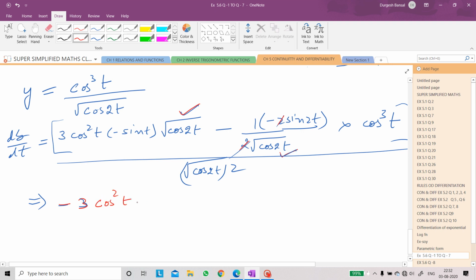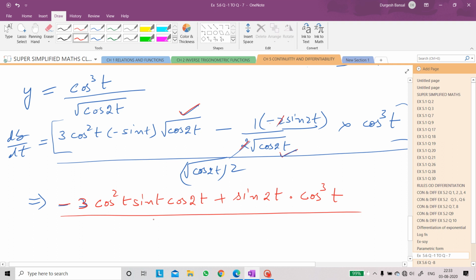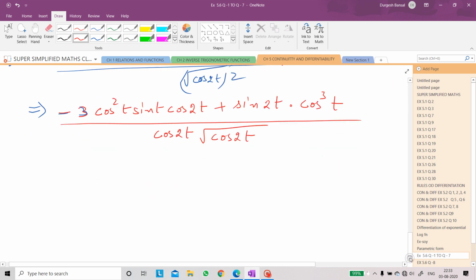sin t square root of cos 2t square root of cos 2t, it becomes cos 2t minus minus becomes plus, and then sin 2t into cos cube t whole divided by square of root cos 2t is cos 2t, and this root cos 2t, it becomes denominator now, root of cos 2t. Now we have to simplify it further.